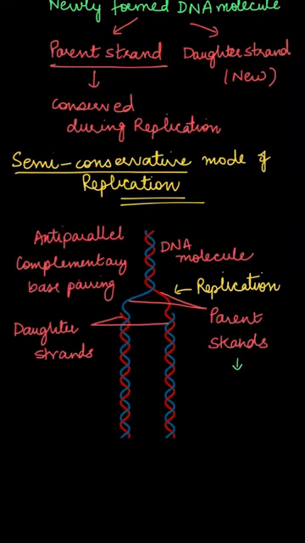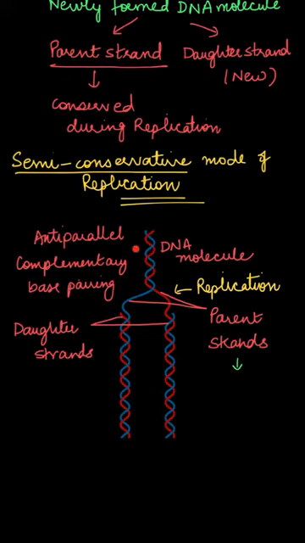Now, if you look at the diagram, you can see that this DNA molecule, which has two strands that are helically arranged, the two strands separate from each other, and each strand acts as a template strand and thus undergoes replication, and a new daughter strand is formed along with it.